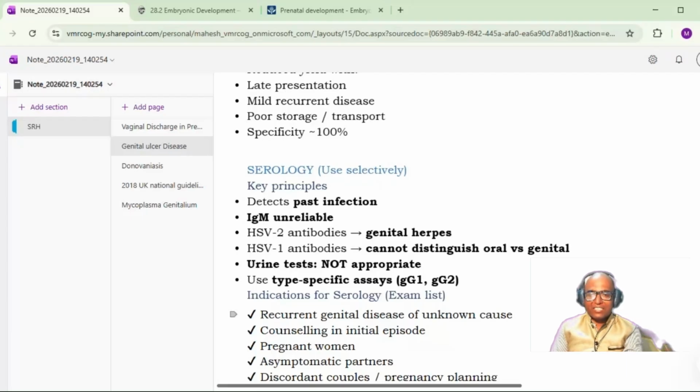So type-specific tests are used, which is why IgG. IgM is not reliable. They have mentioned this: IgM is not reliable.